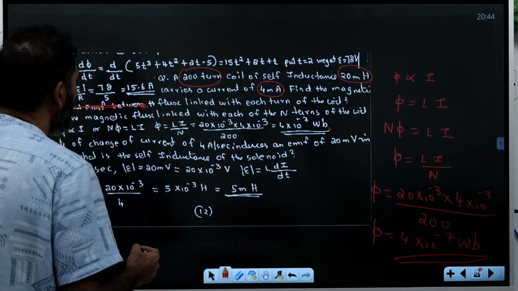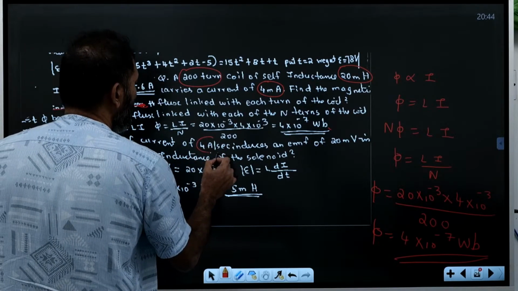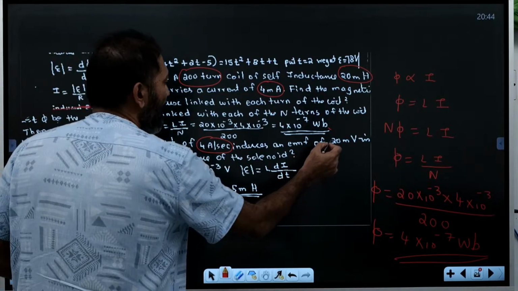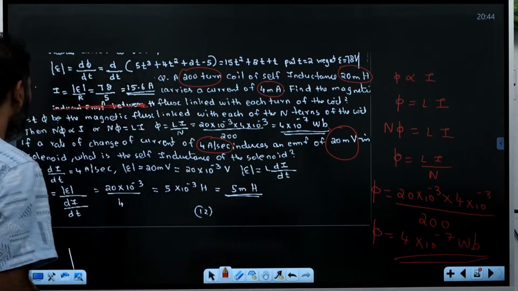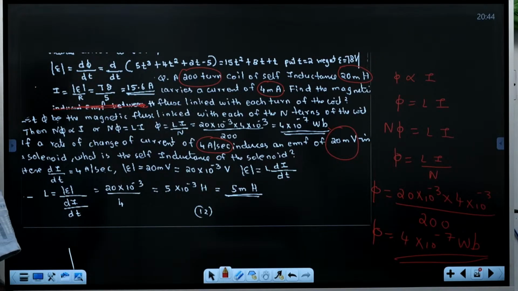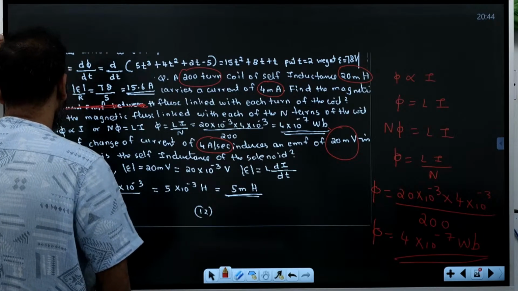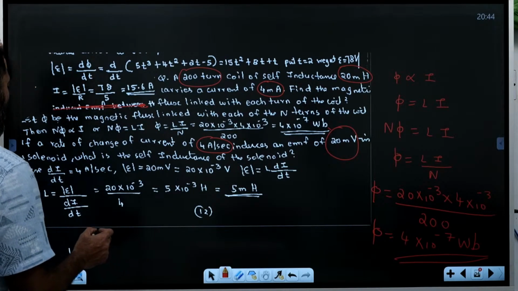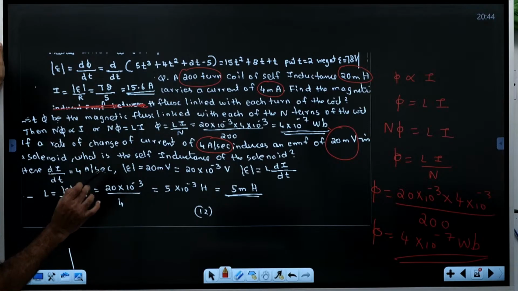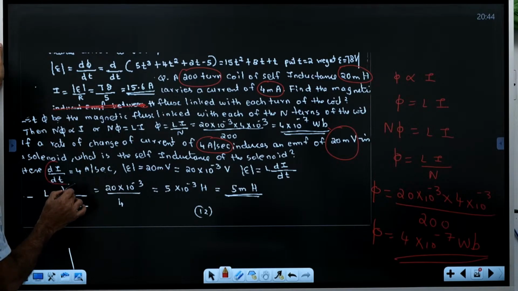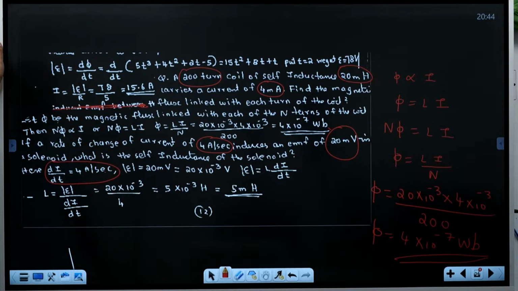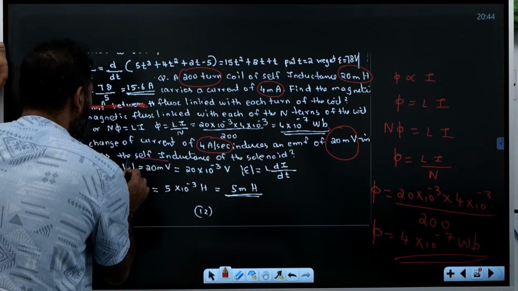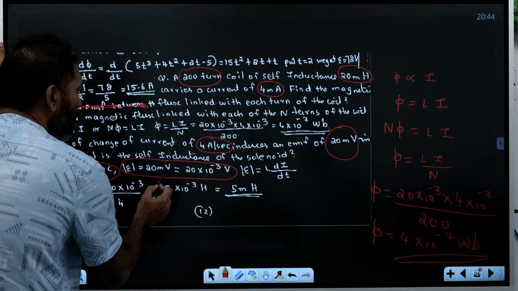A rate of change of current of 4 ampere per second induces an EMF of 20 millivolt in a solenoid. What is the self-inductance of the solenoid? See, what is the rate of change of current? It is not I that is given, it is di by dt that is given. So di by dt is 4 ampere per second. What is the induced EMF? 20 millivolt, that is 20 into 10 raised to minus 3 volt.